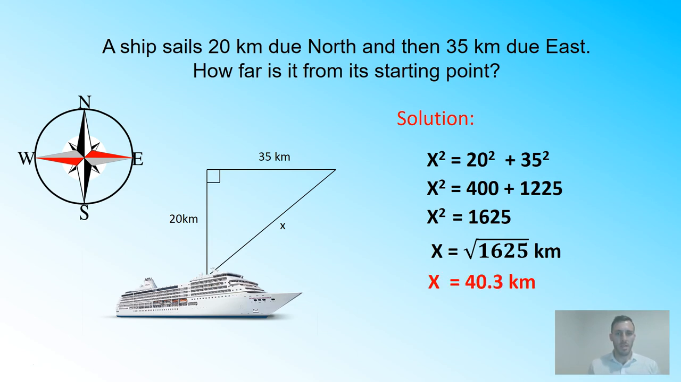And we can solve that. We find that the distance from the starting point is 40.3 kilometers. Because this is a problem solving problem, we write the answer in words. So the ship is 40.3 kilometers from its starting point.